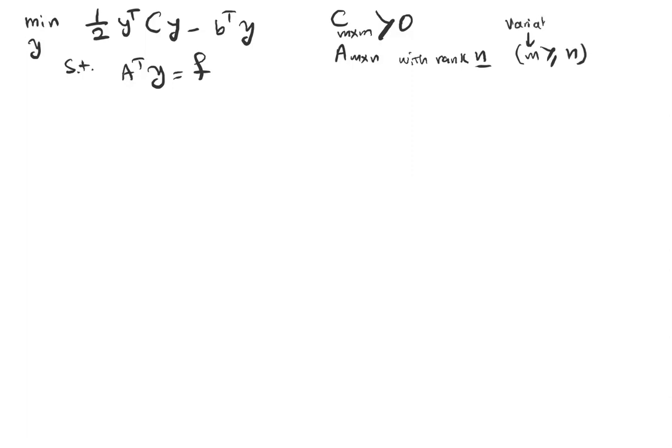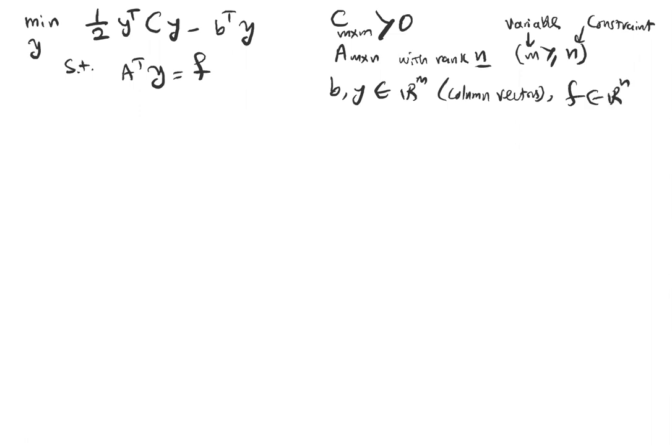Number of variables is more than number of constraints. Because if you remember, if number of constraints is more than number of variables, then our problem is over constrained, which means we can either find one solution or there is no solution. Further, b and y both are vectors of m dimensions, column vectors, and f is a vector of n dimension, again a column vector.